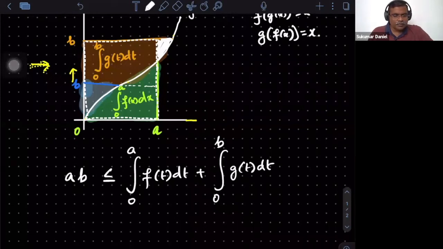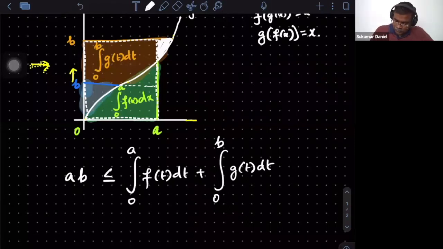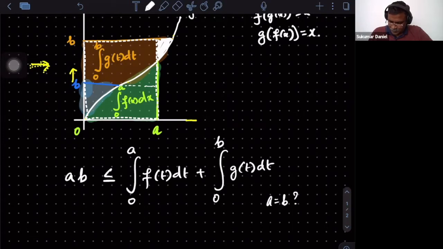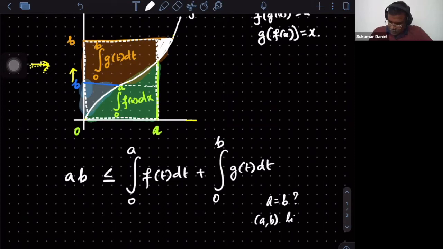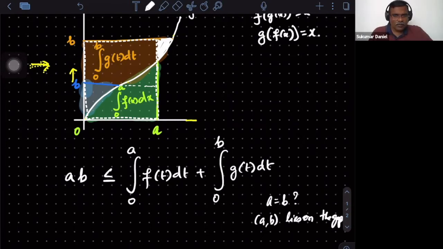Yeah, Himanshu? Sir, when A will be equal to B. A equal to B? Yeah, Srujana? When A comma B lies on the graph. Okay, so when A comma B lies on the graph, what is the meaning? F of A equal to B.